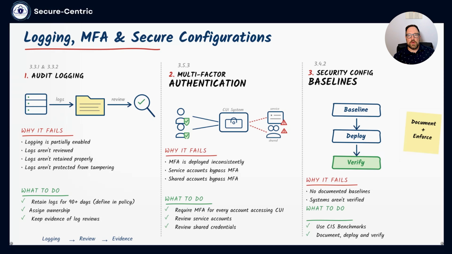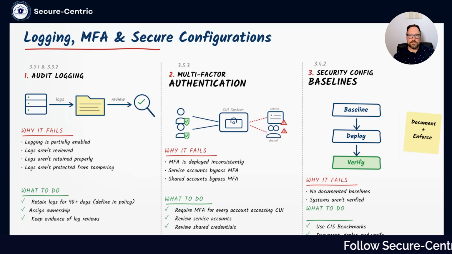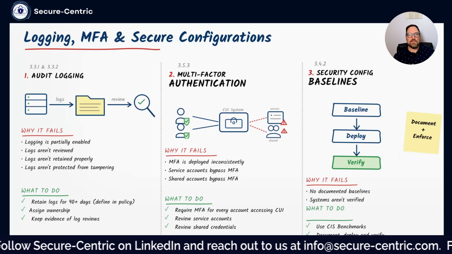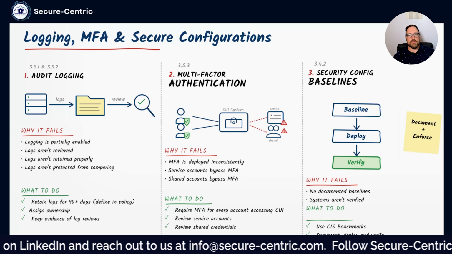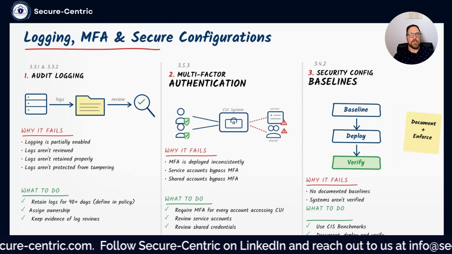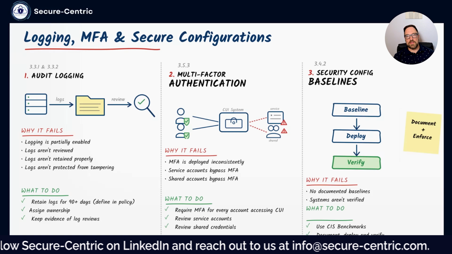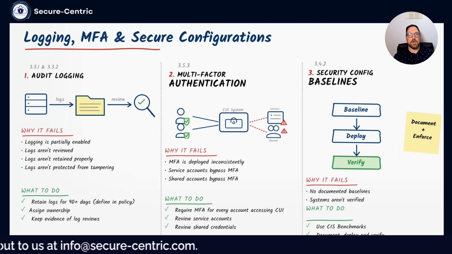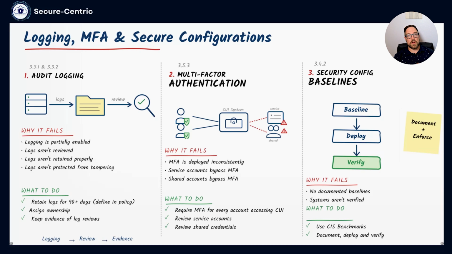Control 3.5.3 for multi-factor authentication. MFA failures are still incredibly common. And the reason is that it's almost always deployed inconsistently, right? It's not that it's not there, it's just inconsistent. You have MFA on the VPN, but maybe not on your email for remote access, but maybe privileged accounts are missing it internally, right? This doubles down for service accounts, and hopefully you don't have shared accounts, but those may be in a bypass mode, right? And that's going to be a not met.